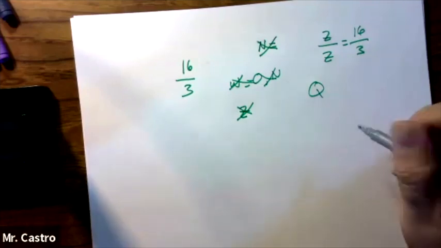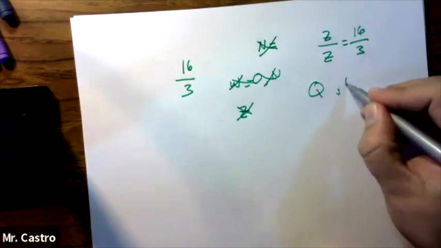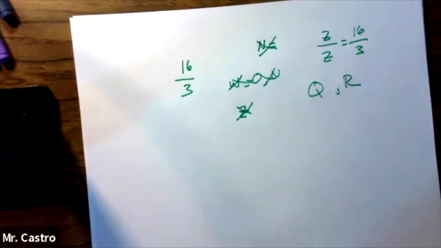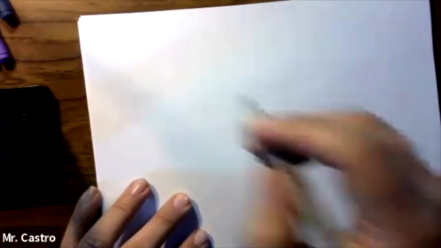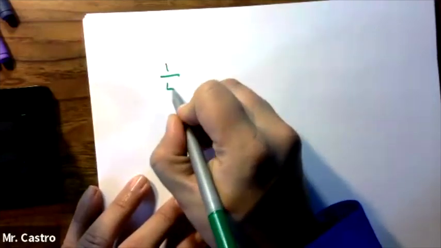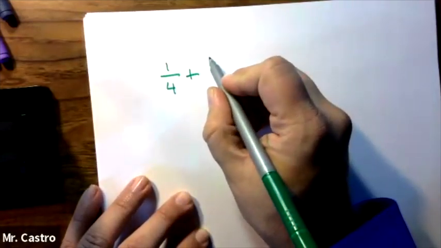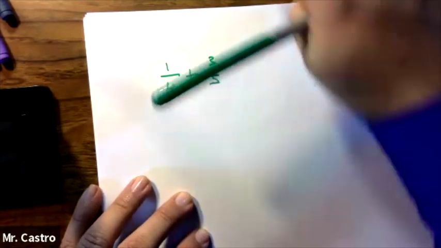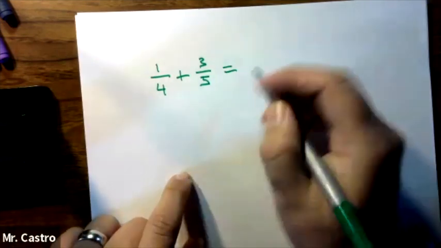And because it's rational, it cannot be irrational. And because it's rational, it has to be real. So rational and real. Very good. All right, let's do 1/4 plus 3/5. Add those two fractions together. 1/4 plus 3/5. Good. All right.